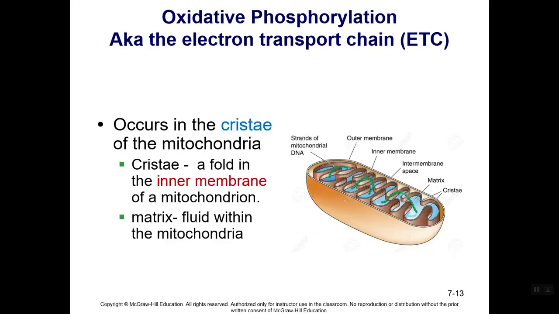Next, the ETC. This occurs in the cristae, the inner membrane that is highly convoluted, with all these ups and downs. That is where the ETC occurs, which makes sense, right? Just like in photosynthesis, we had the electron transport chain occurring in the thylakoid membranes, which is a phospholipid bilayer, just like the cell membrane. Same thing here. The cristae are made up of a phospholipid bilayer.